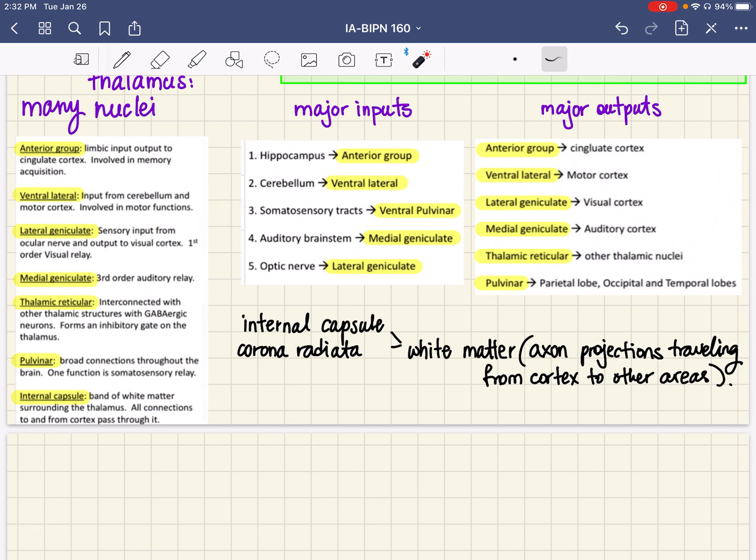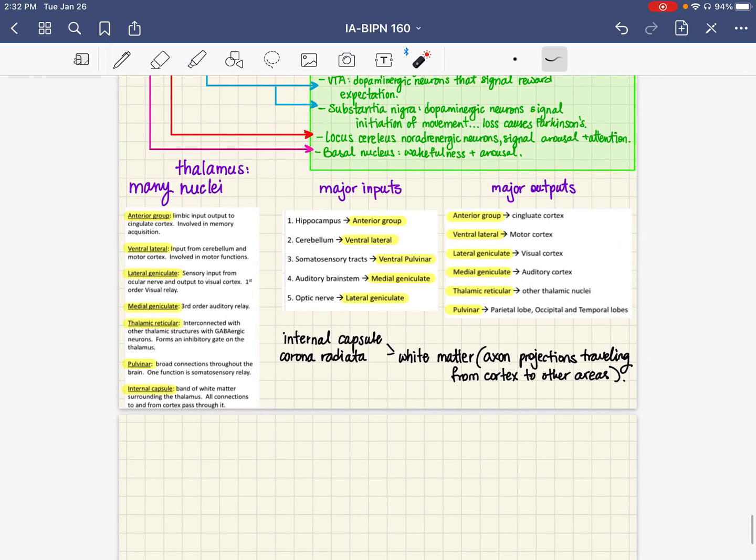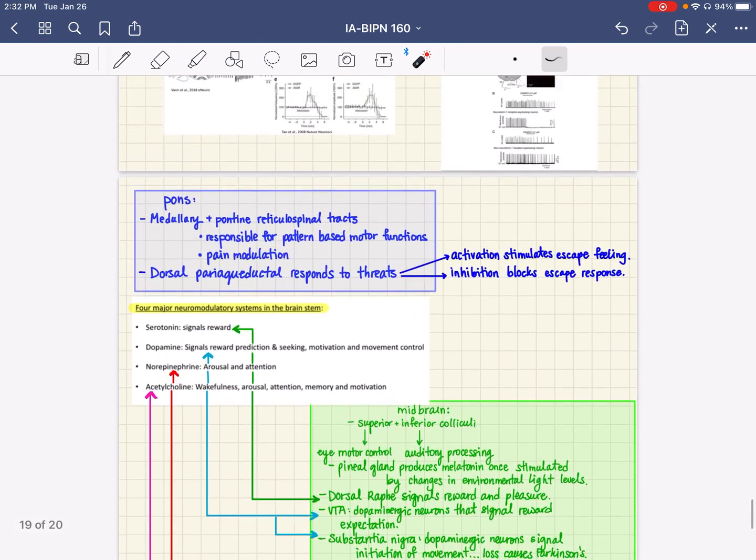And then another thing that I wanted to mention, you might be asked this on the exam, the internal capsule and the corona radiata. These are both white matter, and they are basically axon projections that travel from and to the cortex, to or from other areas of the brain. So this is mainly how different parts of the brain are connected to one another through the internal capsule and corona radiata. Okay. I think these are the main topics in this lecture.